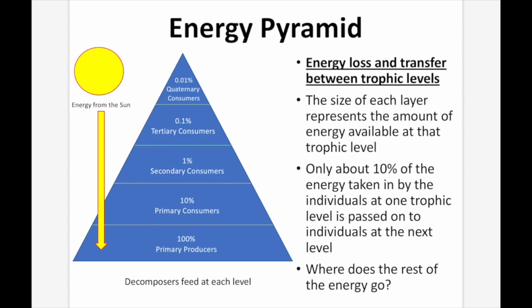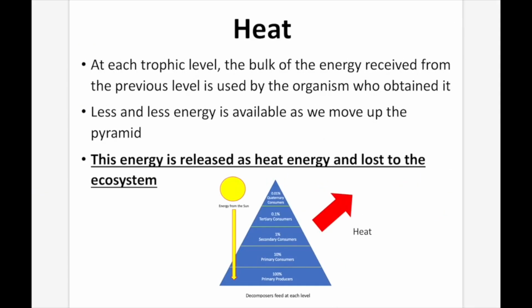Only about 10% of the energy taken in by individuals at one trophic level is passed on to the individuals in the next trophic level. So if we have 100% in primary producers, we're only going to have 10% available to the primary consumers. Of that 10%, only 10% is passed on, therefore there's only 1% available to the secondary consumers, and so on all the way up. But where does the rest of the energy go? Well, it leaves as heat.